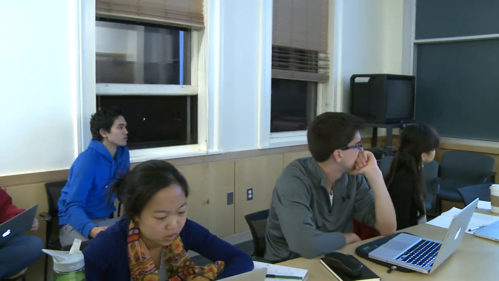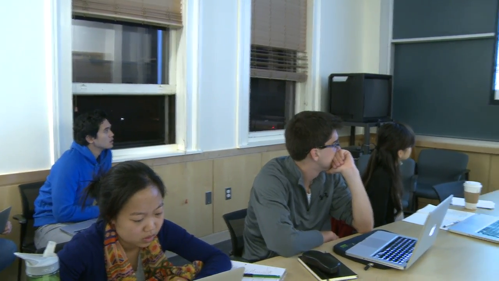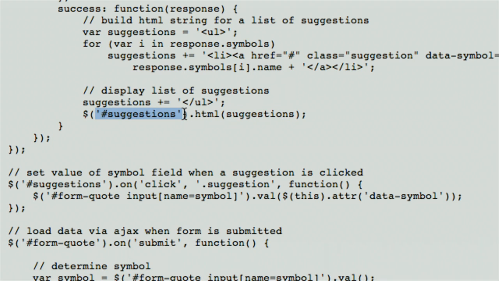Which suggestions represents the new suggestions and the old suggestions? Which represents which one's being replaced and which one's doing the replacing? Got it. So see right here, this guy is a string. This specifies the ID of an element in the DOM, which literally just means some HTML element that is being displayed on the web page.